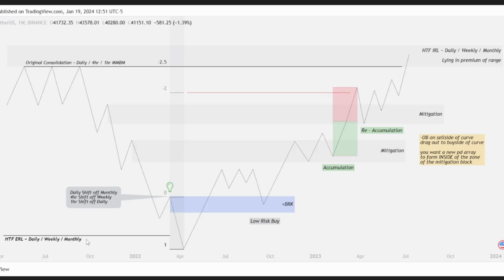Another key thing to add in here is looking for SMT divergence when price runs into these higher time frame key levels, because that will be your extra confluence booster when you're looking for that correlated time frame to identify a market structure shift.